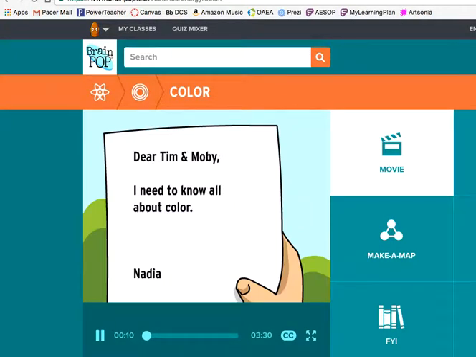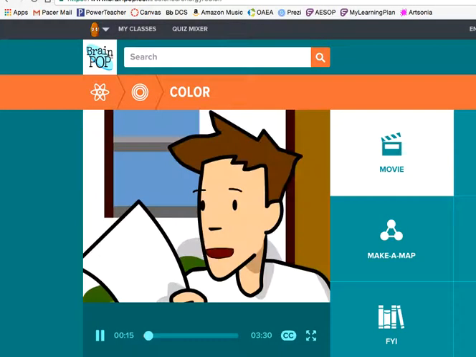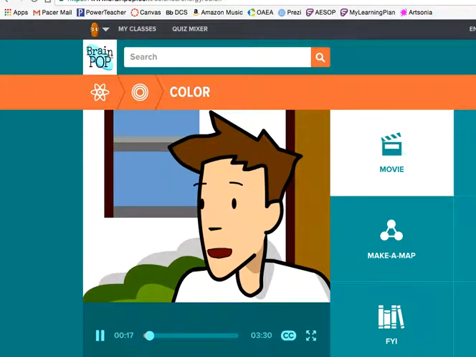Dear Tim and Moby, I need to know all about color. From Nadia. That's a tall order. Where should we start?